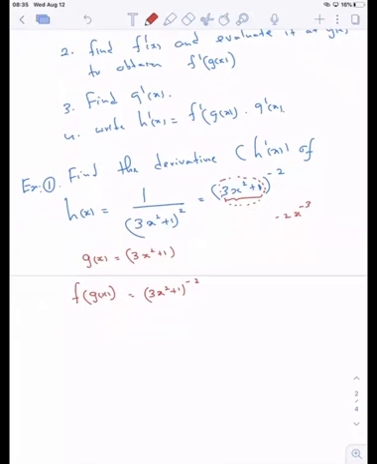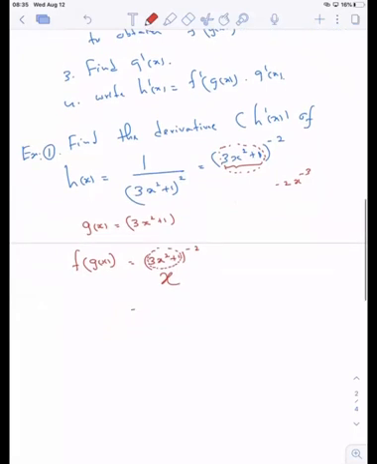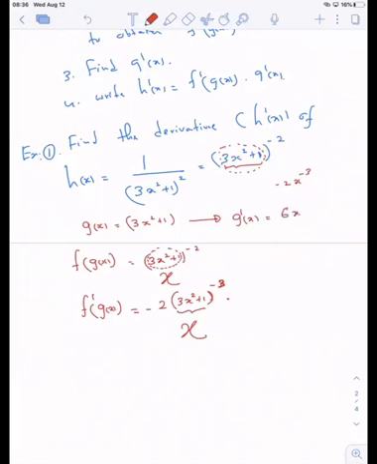Now, when you write f dash g(x), take this as one complete unit. You don't have to think anything about that. This is like x, and you differentiate that part separately. So the answer for f dash g(x) will be minus 2, this is like x, the big X, and then there will be a power of minus 3. And then this is multiplied by g dash x. We know what g(x) is from here, and we know how to find g dash x, right? So g dash x will be 6x.